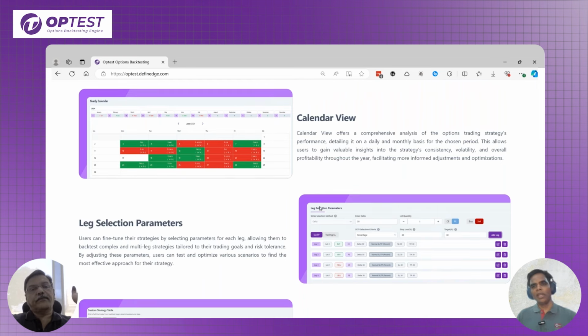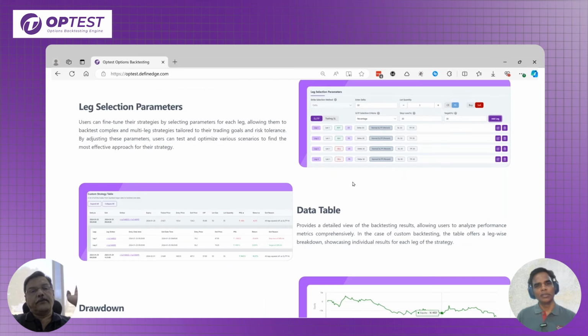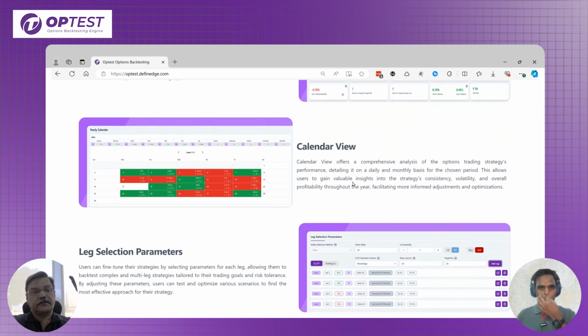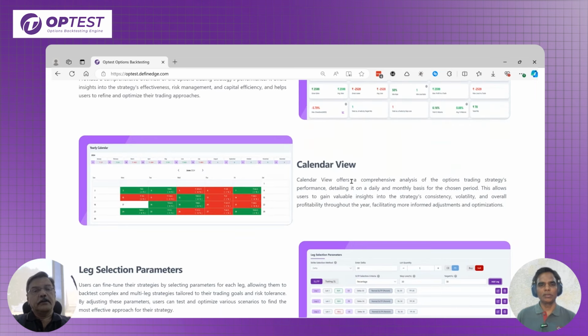So let's say if I select from 1st January 2020 and give a fixed strategy to be backtested, for the last 4.5 years, for every month, what was the return or loss, it will show me on a monthly basis. Yes.